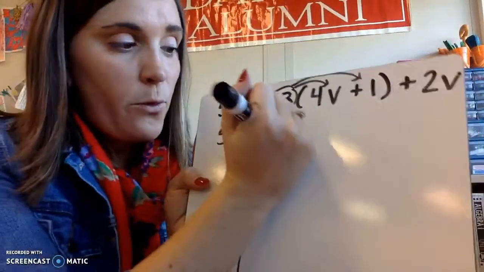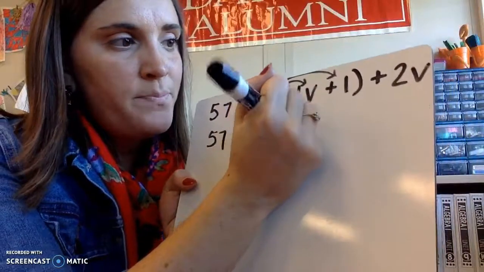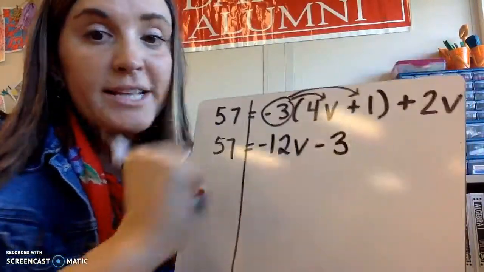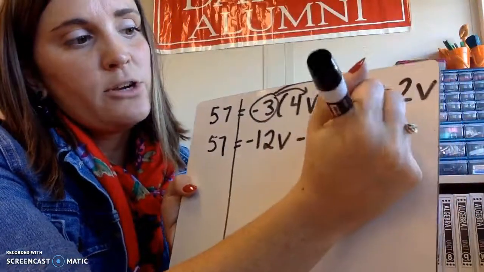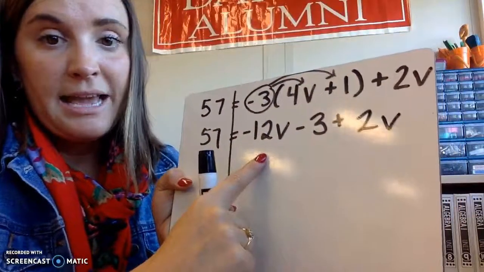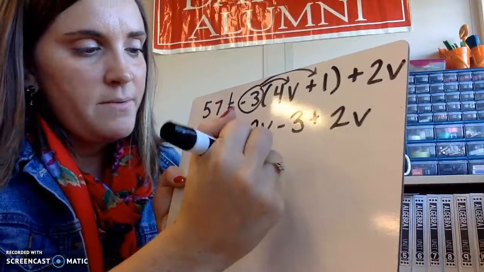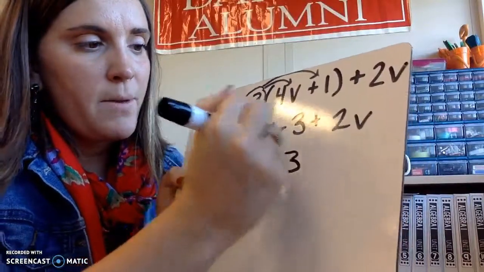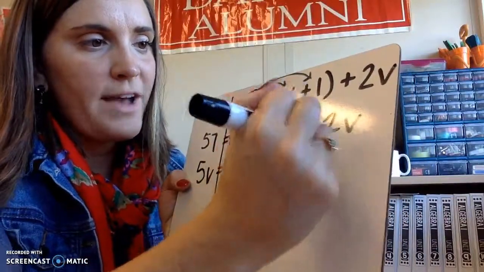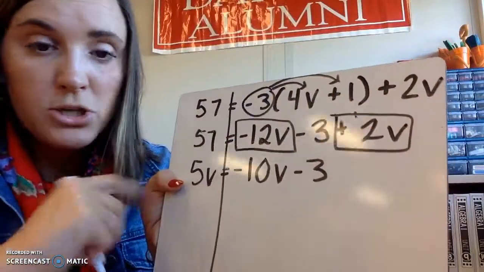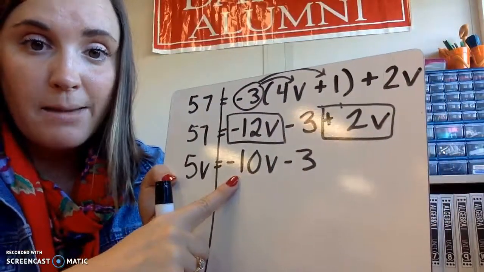Negative 3 times 4v is negative 12v. Negative 3 times 1 is negative 3. Bring down your 2v. Negative 12v plus 2v is negative 10v. And then your minus 3. And I'll box those in for you. Sorry, I was going a little fast there. Those are my variable terms. That's where the negative 10v came from.